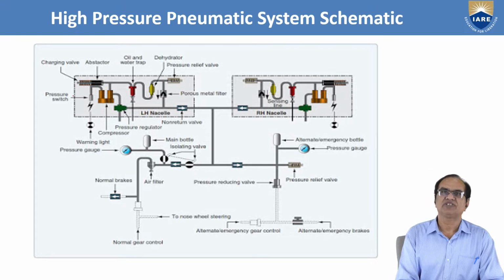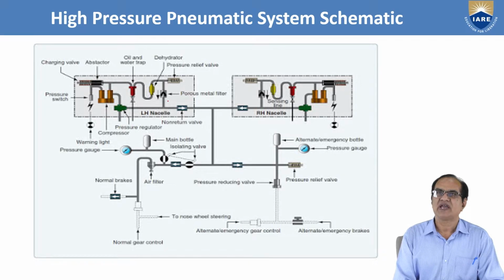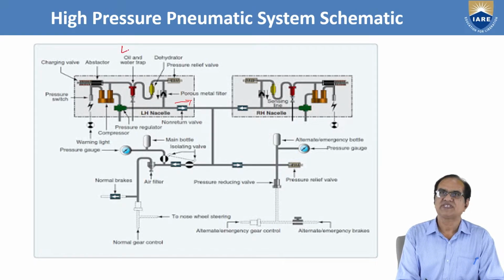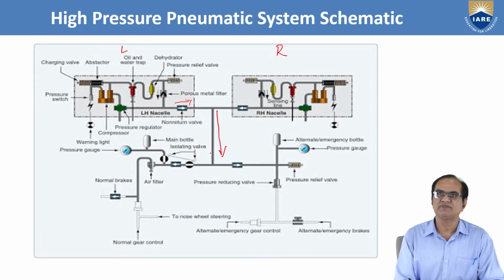Here is the charging valve, here is a pressure switch, then here you have the abstractor, it will abstract oil and the water trap here. Then from here it goes to the dehydrator, then here it goes to the pressure relief valve, and from here again a filter, and from here it goes to the main system here. And same way another system, the left side, this is the left side and this is the right side of the pneumatic system. Both will operate from here and then it will go to the respective supply system.